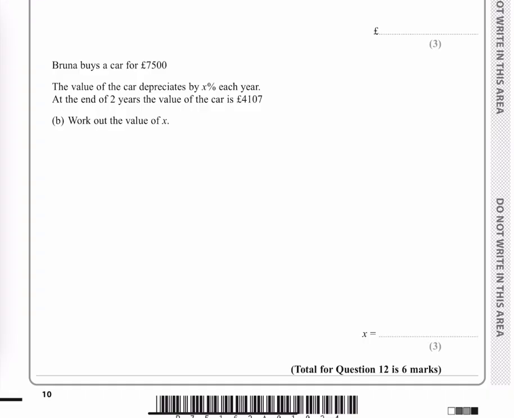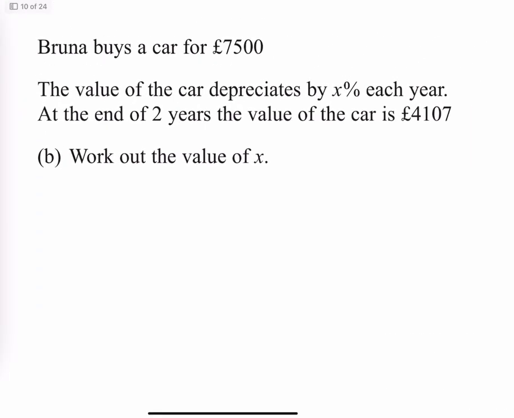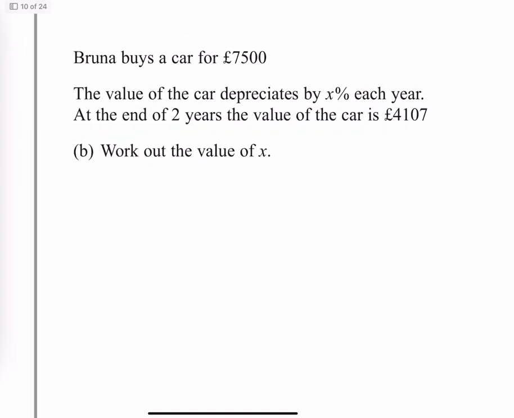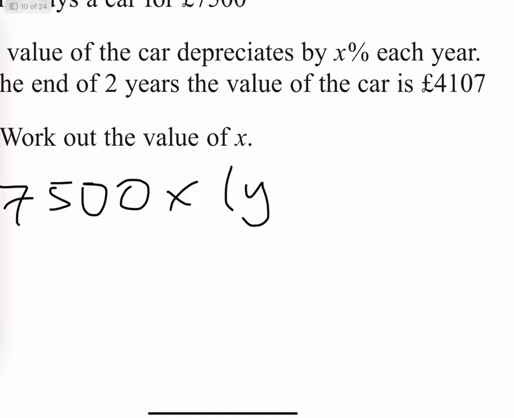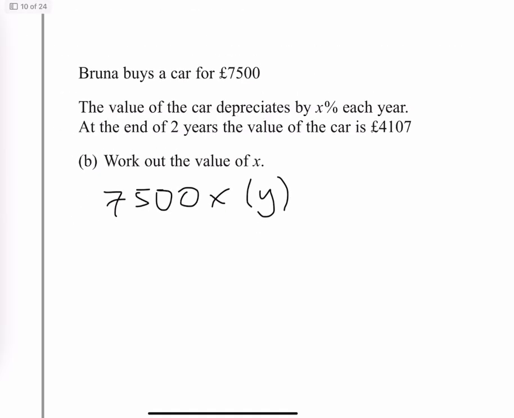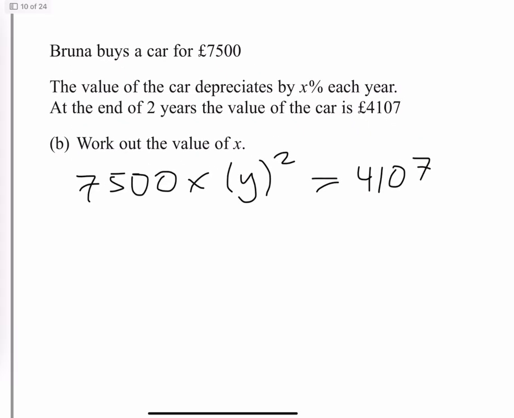Interesting, okay. So we have the car, it's worth this much. We are then saying, okay, well, we now have our percentages decreasing by y every year. It's 2 years, so it's y squared. And that's equal to 4107. So we then go and say, okay, so y equals 4107 over 7500.